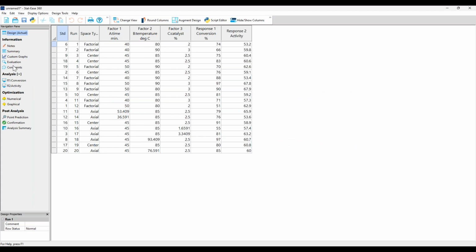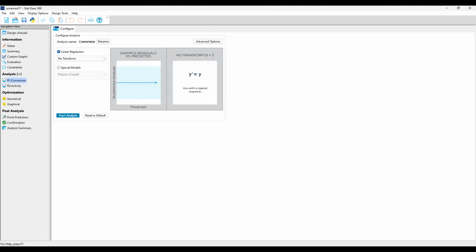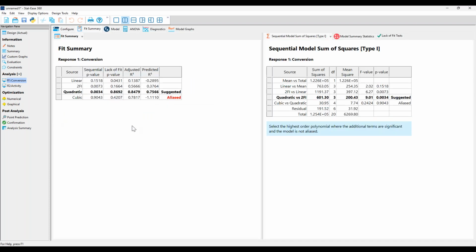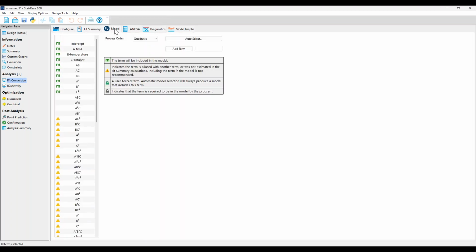Once we have our data, we're going to come underneath analysis. This time I have to do two separate analyses, one for each of the responses that we chose. So let's take a look at conversion. I'm going to start the analysis. This is where things begin to differ between the factorial and the response surface. In the factorial space, we want to find the factors and interactions of significance. But now what we're trying to do is find a mathematical model that maps most appropriately to the data set that we have collected. A little bit different task. We're going to look at a quadratic. That's what's suggested, so I'm going to click on that.